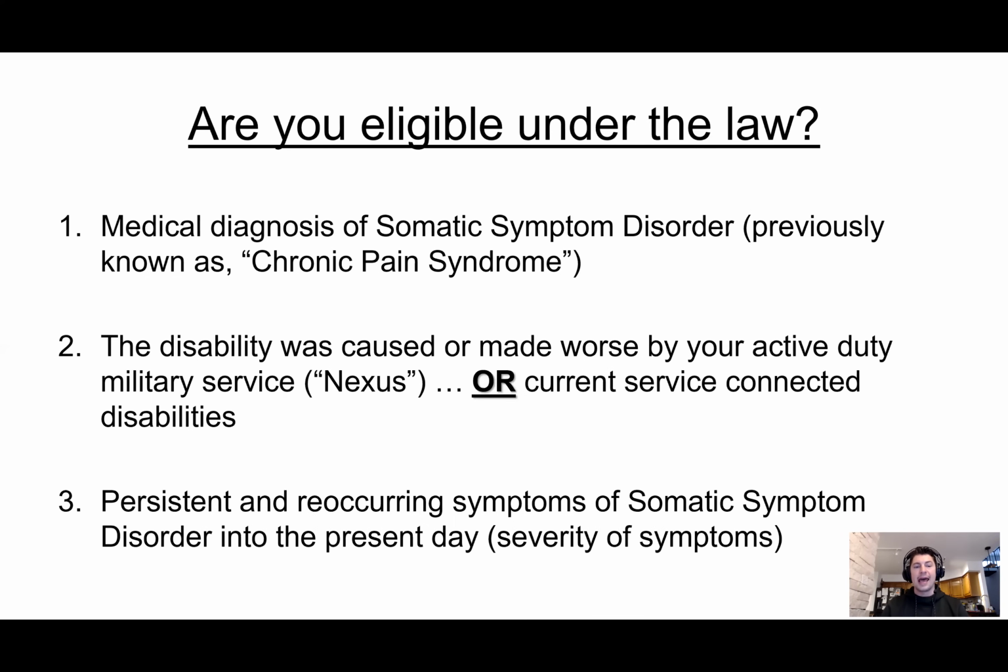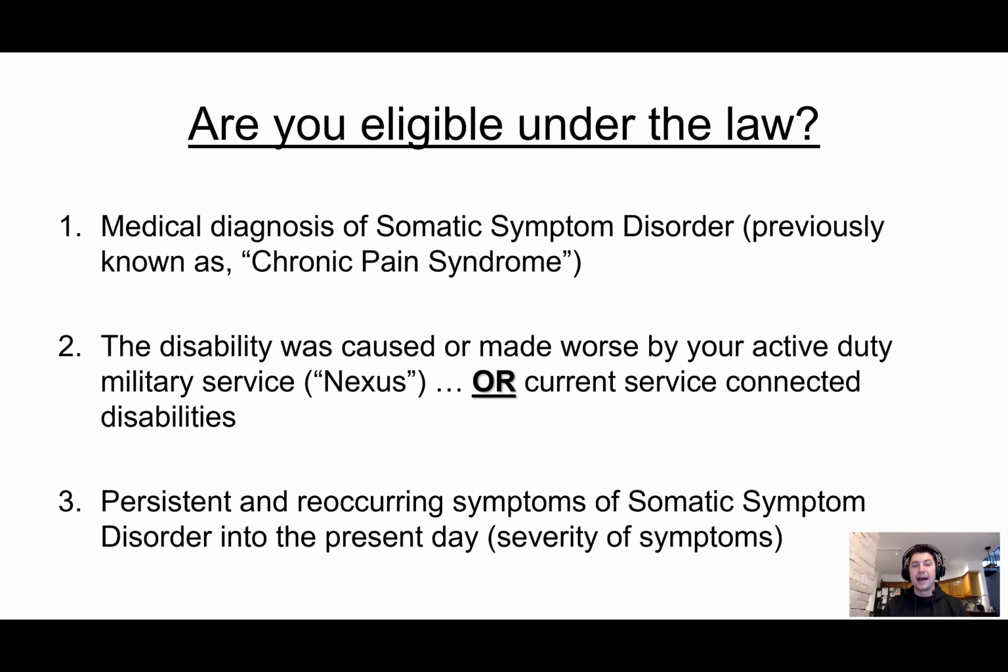The first thing you've got to have is you must have a medical diagnosis of somatic symptom disorder. Okay, it was previously known as chronic pain syndrome, and that has to be very clear. It's got to be in a medical record, either your service treatment records, VA medical records, or any private records that you have if you're seeking an outside support system. Okay, that's bottom line though, is you must have a medical diagnosis.